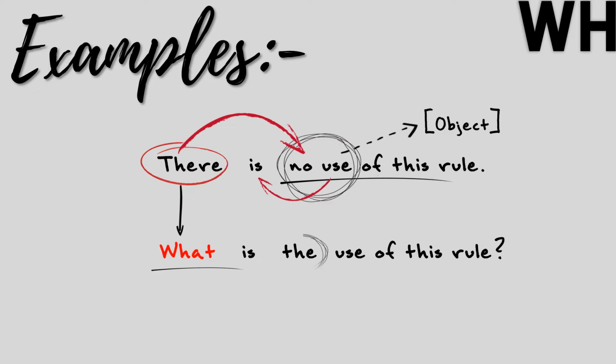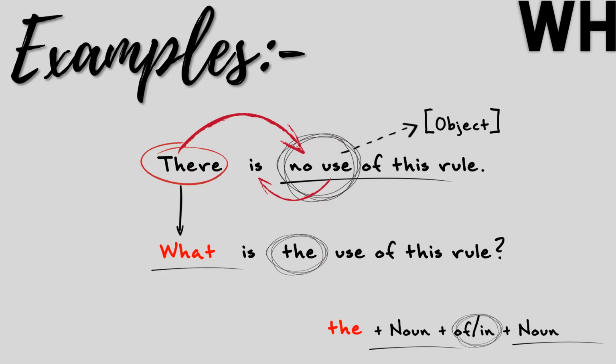And now the question arises, why is there a the which is not available in the statement? The explanation is, when two nouns are connected with a preposition, there is a 95% probability to have a the in front of the first noun. That's why we put a the in front of use. As you can see, use is a noun, and this rule is also a noun, which are connected with the preposition of. That's why we put a the in front of use. That's how we can make a WH question of an introductory there statement.